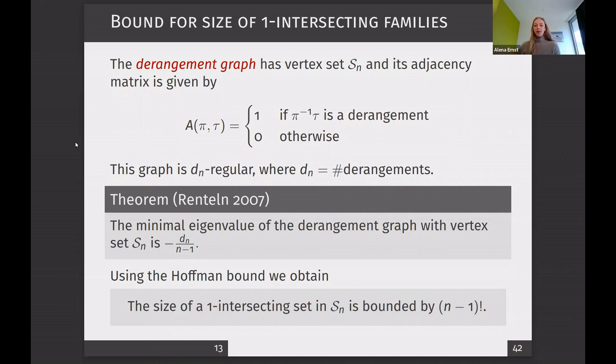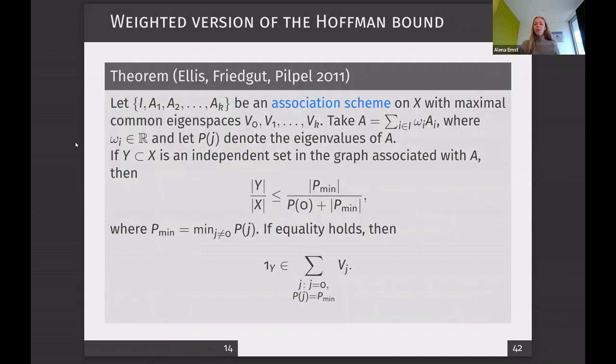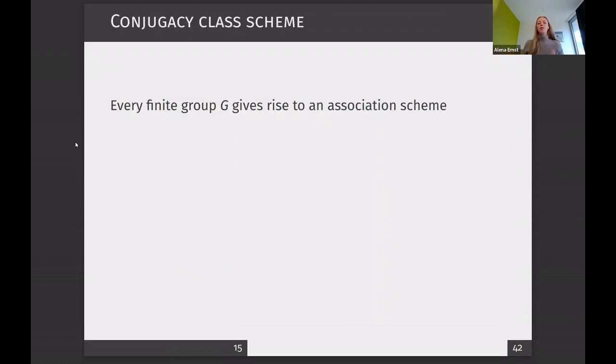But for t greater than 1, this approach doesn't work anymore. So what we want to do is, again, apply the weighted version of the Hoffman bound, which, just as a recall, was the following here. But it was in the setting of association schemes. So first of all, we have to make sure which association scheme we should take. It will not be the Johnson scheme from the beginning, but we will take the so-called conjugacy class scheme, which indeed exists for any finite group G.